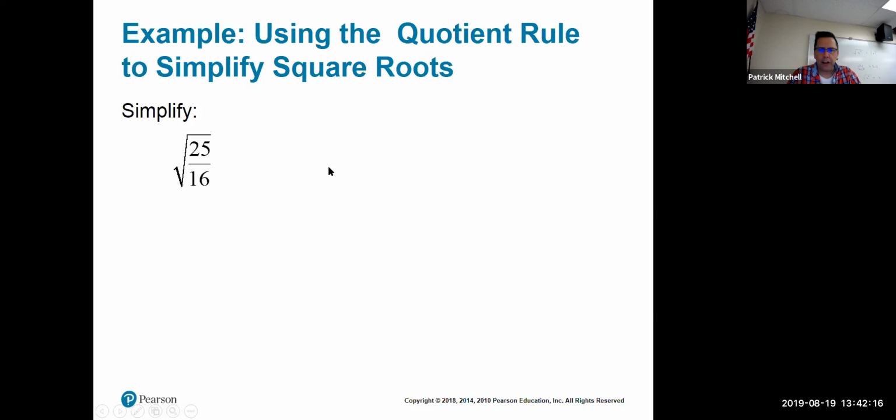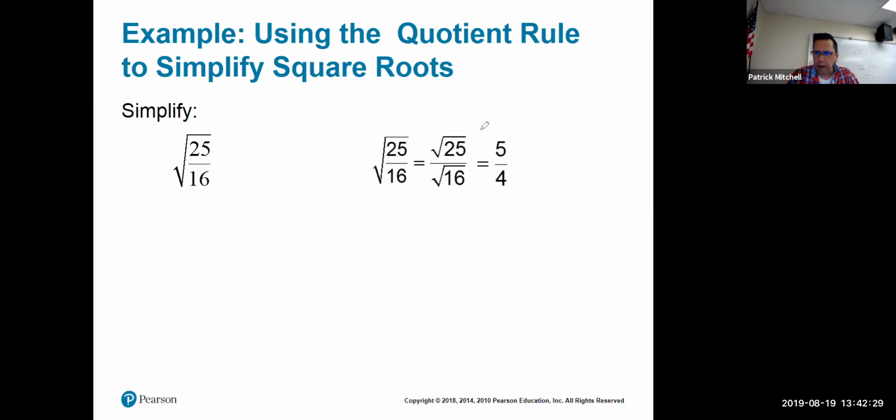This is just saying that another way to do it is to do the square root of the top, the square root of the bottom. The square root of 25 is 5. The square root of 16 is 4. Which means that the square root of 25/16 is 5/4. Okay. Next example is a little more complicated.